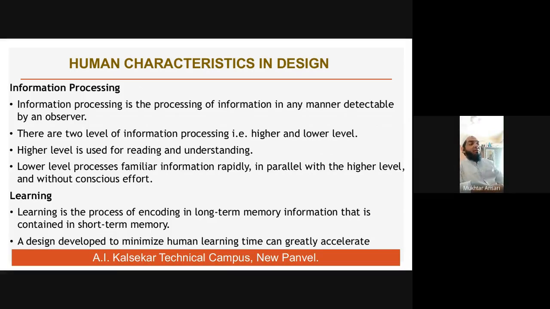Okay, so we have two levels of information processing. One is the higher and second is the lower level. Higher level basically means reading and understanding the things, whatever is present in front of the observer or the user. And the lower level processes familiar information rapidly, in parallel with the higher level and without conscious effort. So basically, your lower level processes familiar information which is related to the higher one, whatever information you get from reading and understanding.